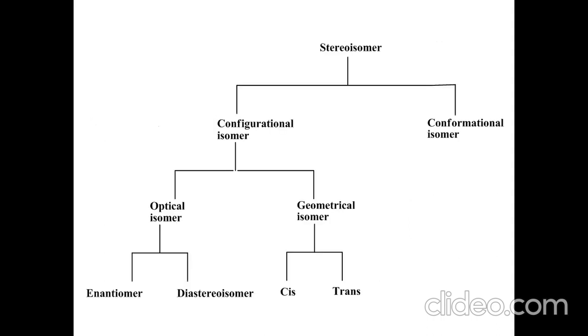Now, we can classify these stereoisomers into two main classes, that is configurational isomers and conformational isomers. These configurational isomers can further be classified into optical isomers and geometrical isomers. Optical isomers are further classified into enantiomers and diastereoisomers, and geometrical isomers can be classified into cis and trans. Now let's see what we mean by configurational isomers and conformational isomers.